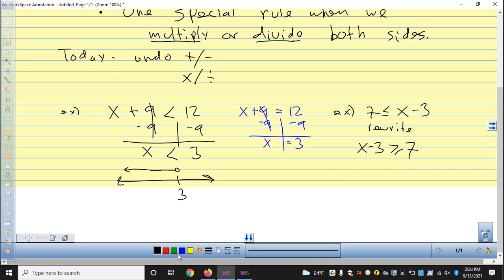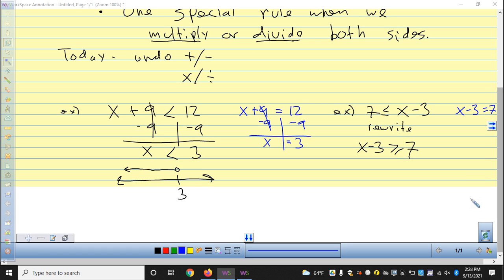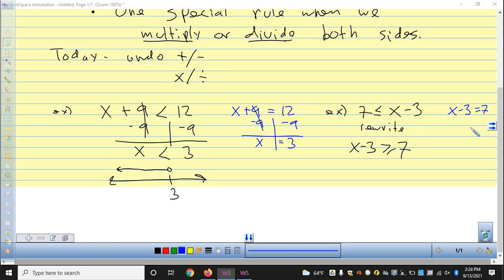Well, now we can think of this the same way we think of x minus 3 equals 7. What would be our first step for this equation? Yeah? Add 3 to both sides. When I do that, these go away. The x comes down. X equals 7 plus 3, which is 10. I'm going to do this the exact same way. Add 3. The x comes down. These go away. X is greater than or equal to 10.